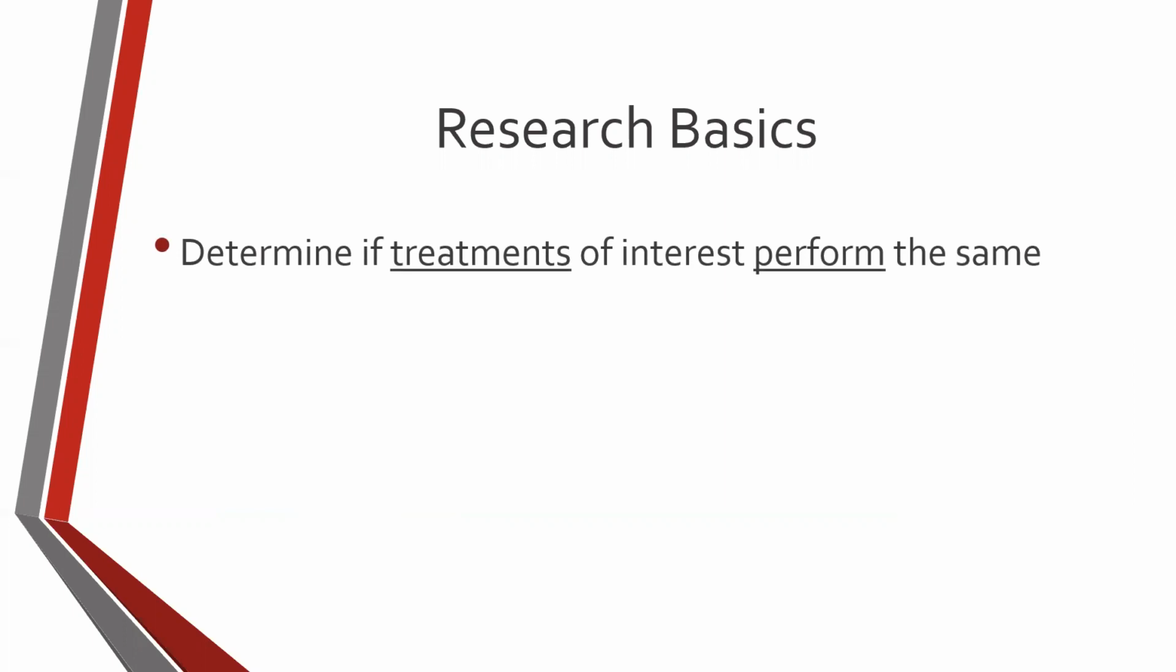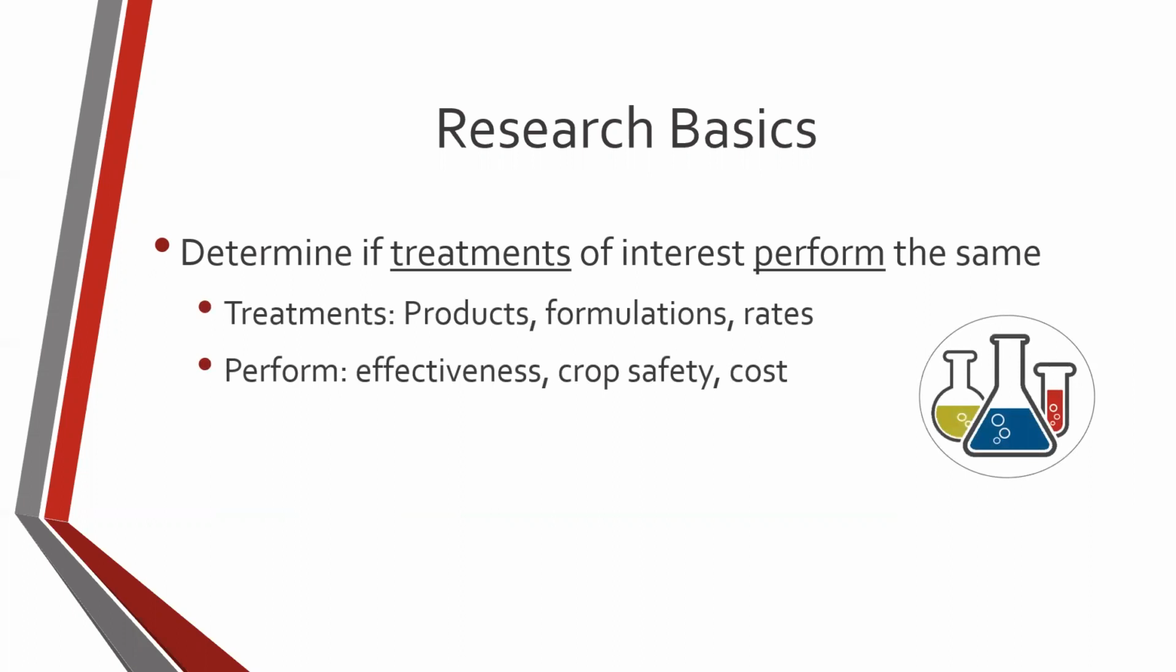Of course, the goal of research typically is to determine if your treatments of interest perform differently. Your choice of treatments could be different products, different formulations, different rates of application, what have you. And we want to know if those treatments can be distinguished from one another, whether it's their effectiveness, safety to the crop, or the cost. Sometimes the hope might be that the performance is indistinguishable if your product is cheaper.